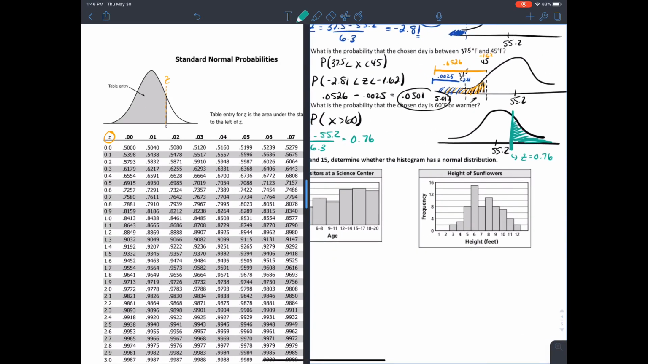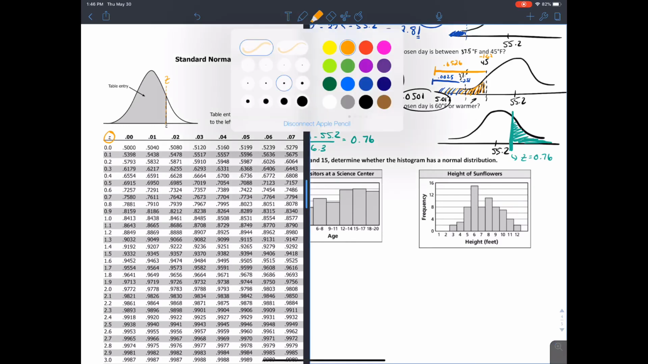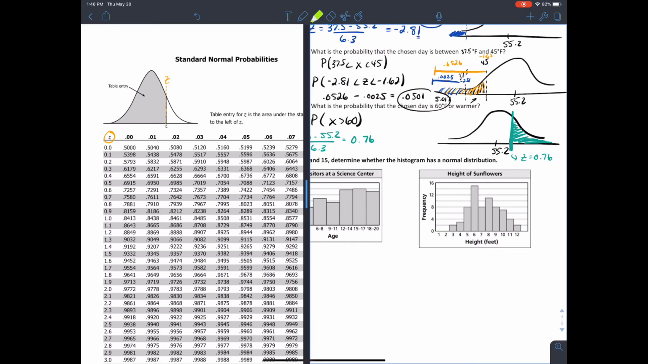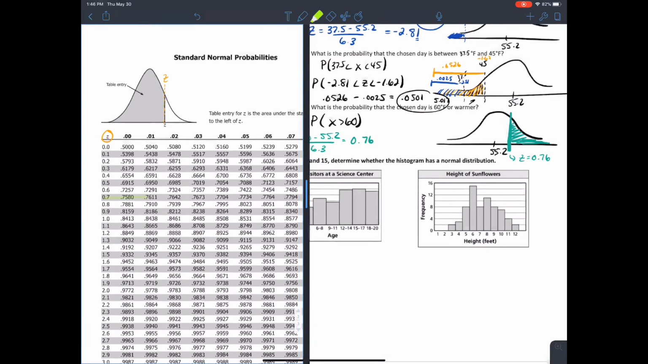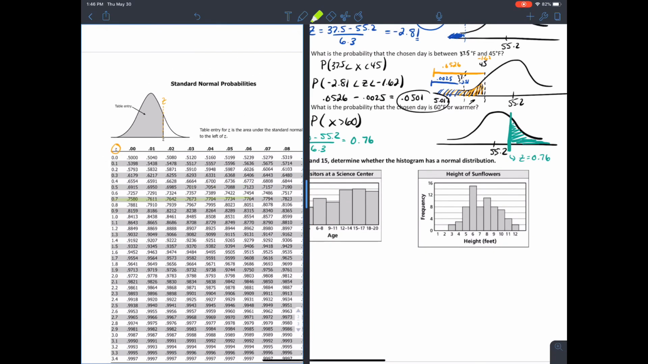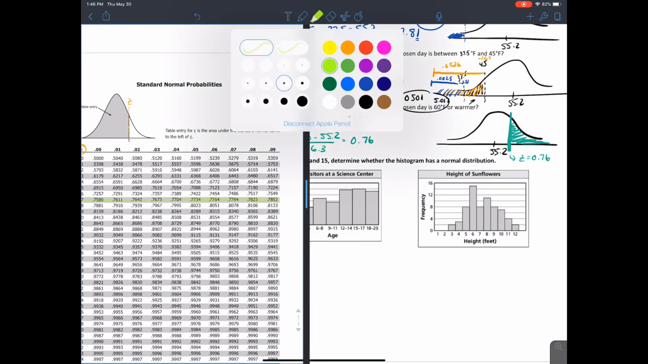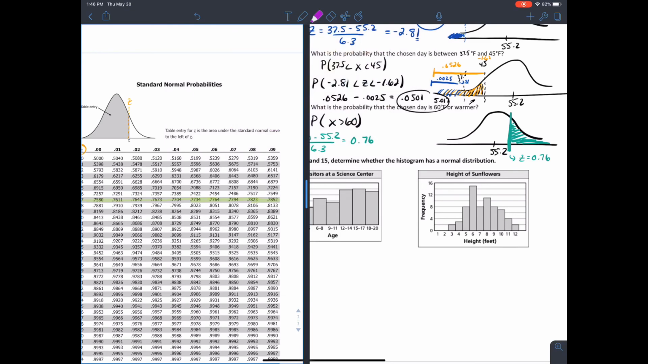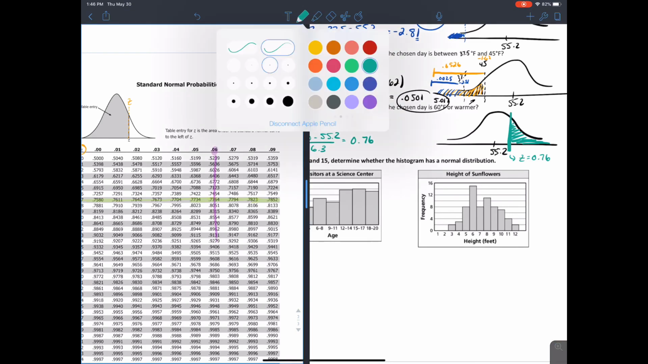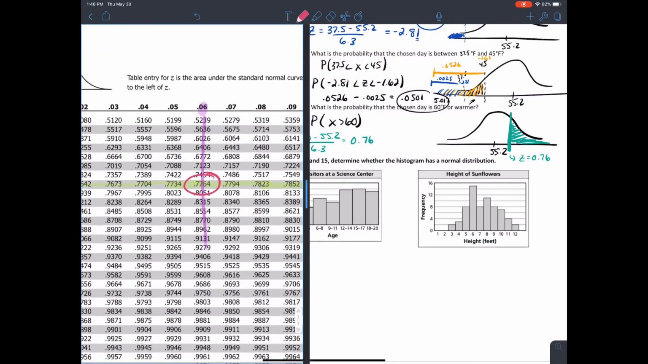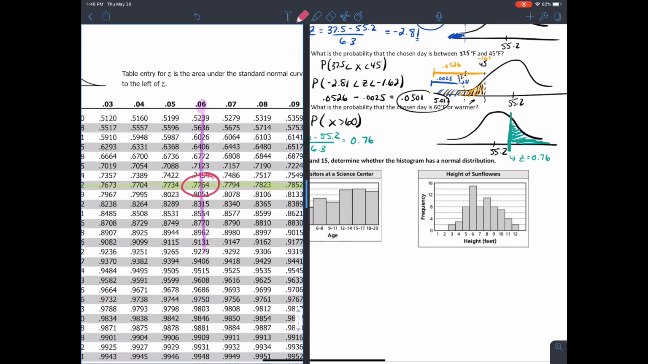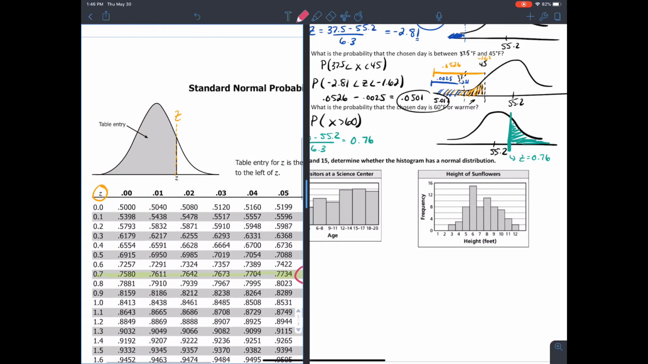So on this one, when I'm looking for the area to the right of a Z-score, I have to do one extra little step. First, I am going to look up the Z-score, 0.76. So it starts with 0.7, so it's somewhere in this row. And then the last decimal is a 6, so where this row ends in a 6, where those two intersect is this number, 0.7764.